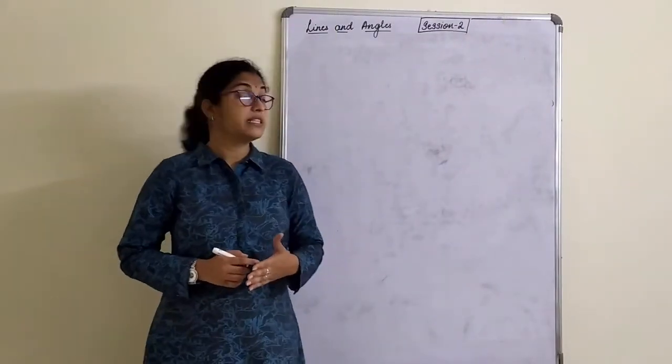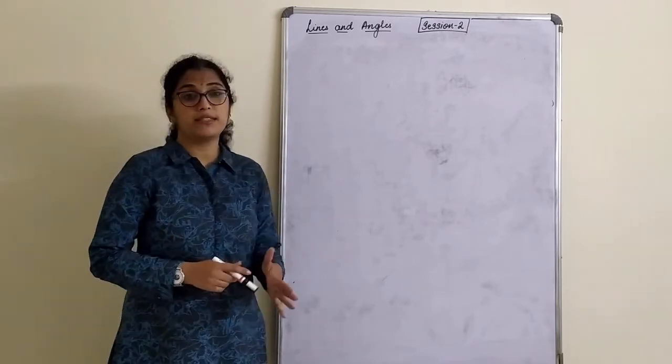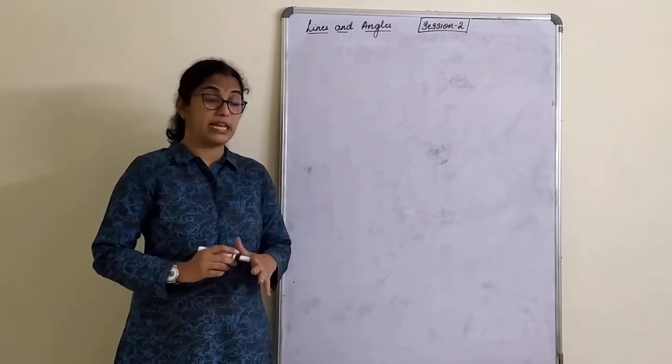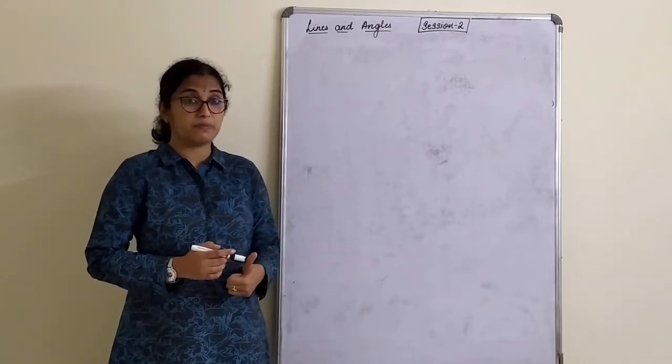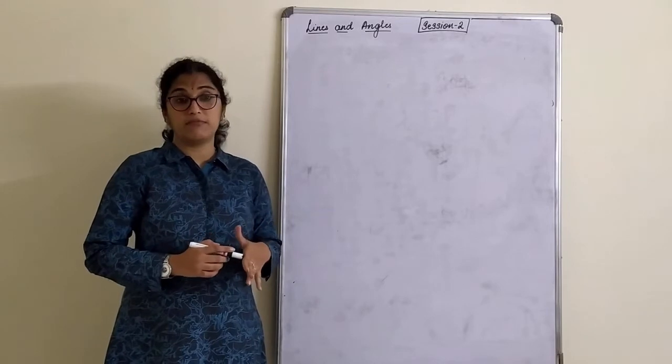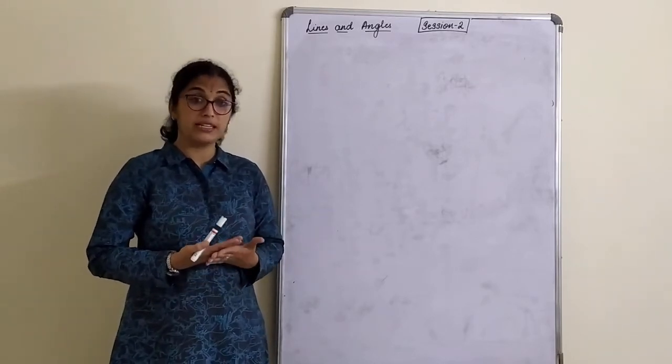Good morning. So we'll start session 2 on chapter lines and angles. We saw some basic terms and definitions on chapter lines and angles in our yesterday's session. As well, we understood what is linear pair and we proved one theorem, that is, if two lines intersect, then vertically opposite angles are equal.